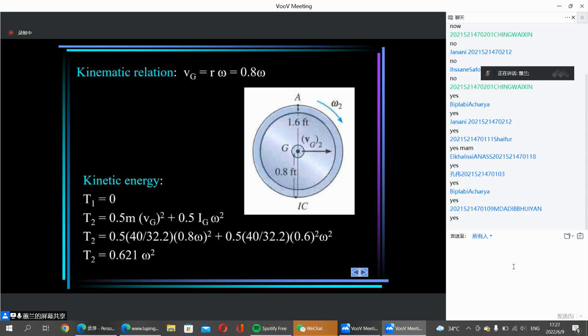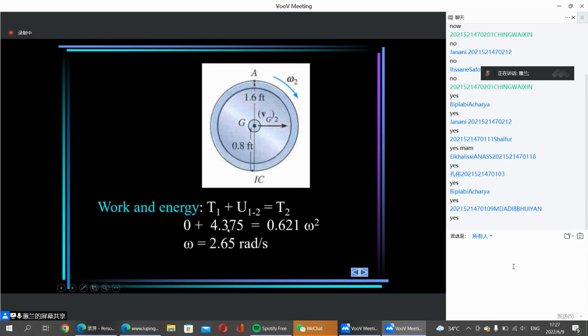So accordingly, we have already calculated the kinetic energy. Then according to work and energy, the initial kinetic energy plus the work by all the forces will equal the final kinetic energy. So we can find out the angular velocity. Okay.